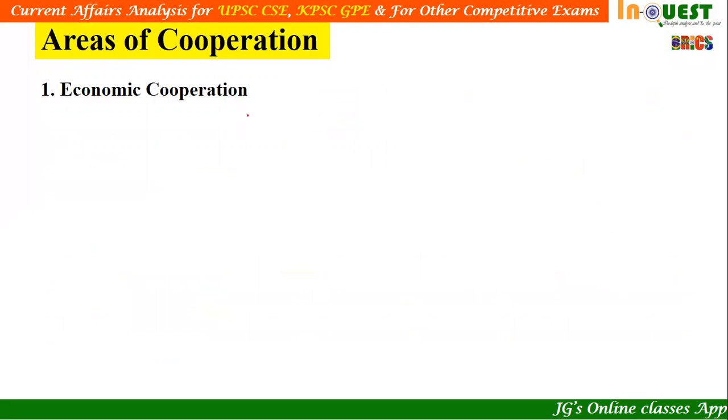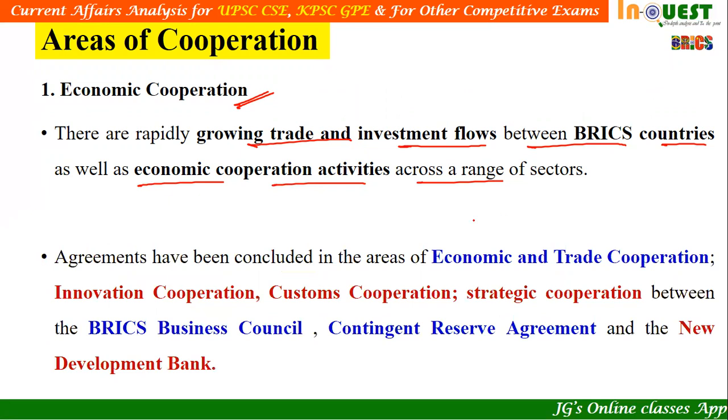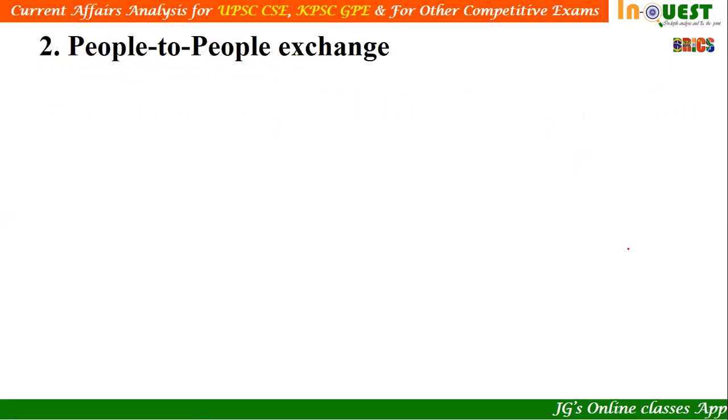Now, what are the areas of cooperation? Major area of cooperation is economic cooperation. There are rapidly growing trade and investment flows between BRICS countries, as well as economic cooperation activities across a range of sectors. Agreements have been concluded in the area of economic and trade cooperation, innovation cooperation, customs cooperation, strategic cooperation between the BRICS Business Council, contingent reserve agreement, and the New Development Bank. So we will be understanding what is CRA and what is New Development Bank in this presentation itself.